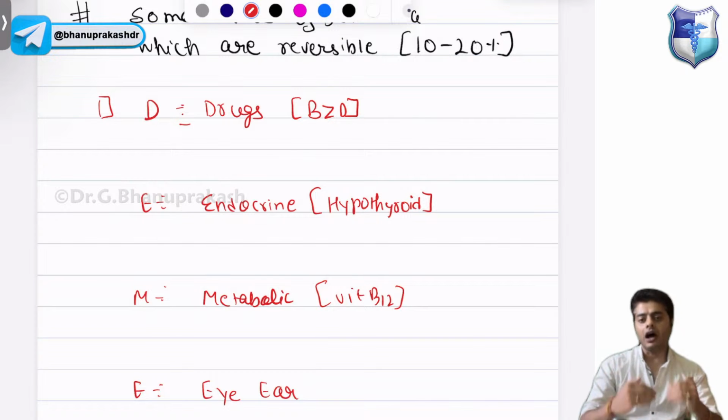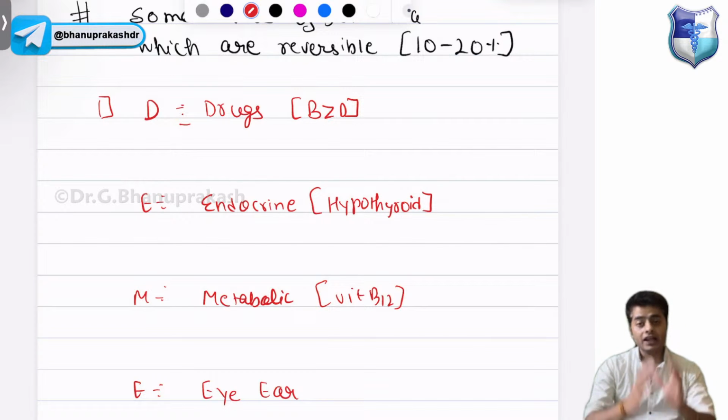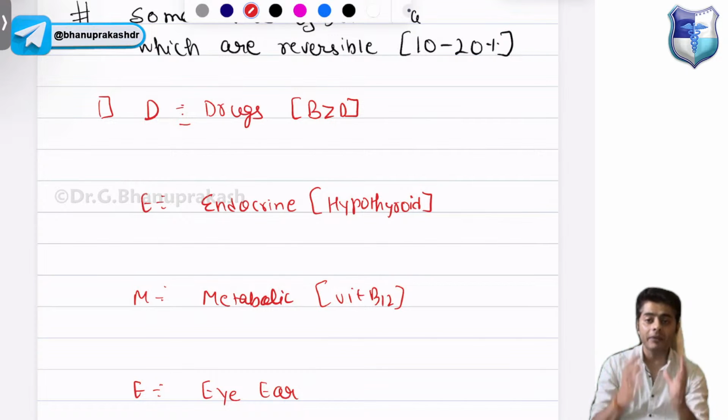So see how much good you are doing for the patient. If you are bringing a patient's memory back, what more good can you do for a patient? That's why, when you are seeing a patient of dementia, you should always first look for a reversible cause, because if you find it and correct it, you are bringing the memory back to the patient.